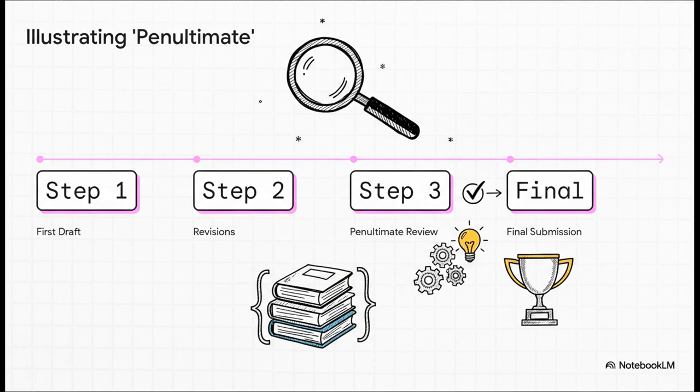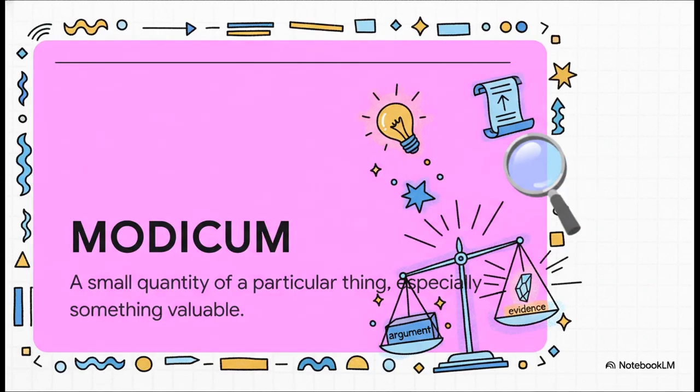This timeline illustrates our next word perfectly. Penultimate isn't just a fancy way of saying second to last. It specifically implies the second to last step in an ordered sequence. It's a word that adds a ton of precision when you're describing a process. A modicum isn't just any small amount. It's a small but significant amount of something valuable, like truth or evidence or, as you see in the example, common sense. Sometimes even a modicum of evidence is enough to change everything.